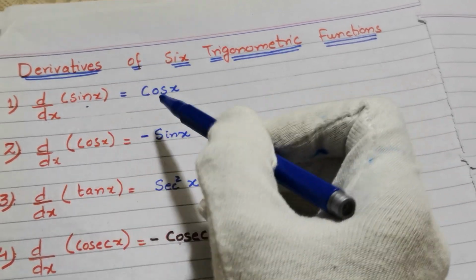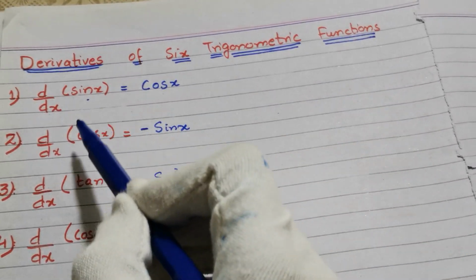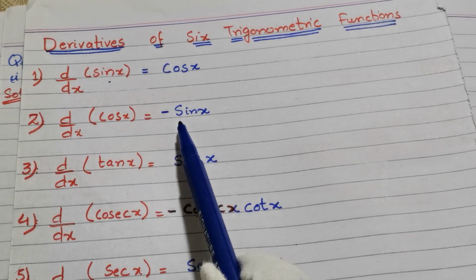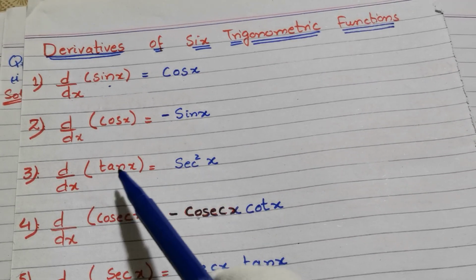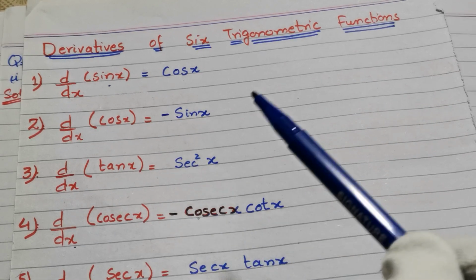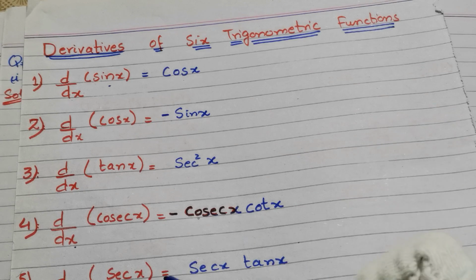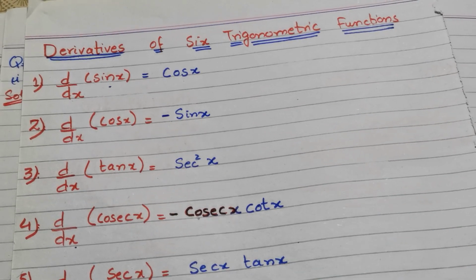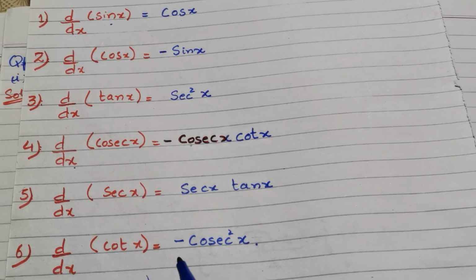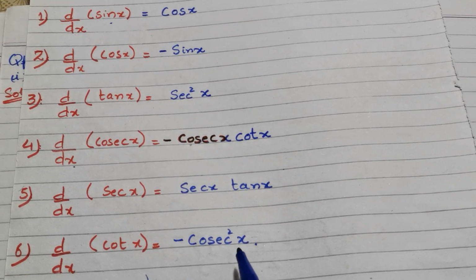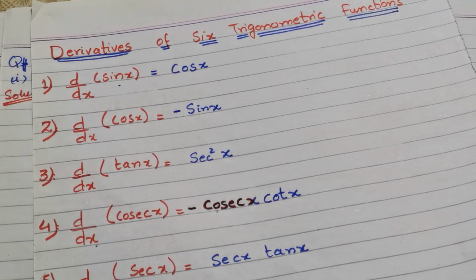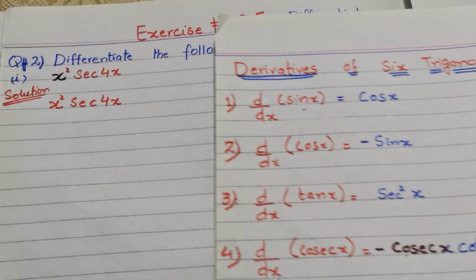Derivative of sin x is equal to cos x. Derivative of cos x is equal to minus sin x. Derivative of tan x is equal to secant square x. Derivative of cosecant x is equal to minus cosecant x cot x. Derivative of secant x is equal to secant x tan x. And derivative of cot x is equal to minus cosecant square x. These are the derivatives of trigonometric functions.